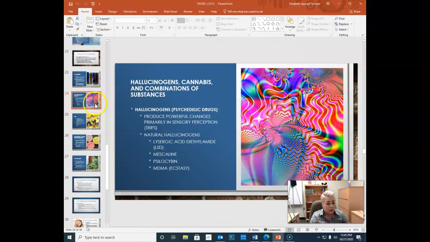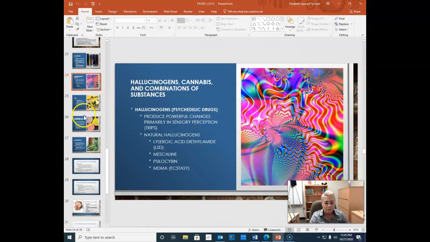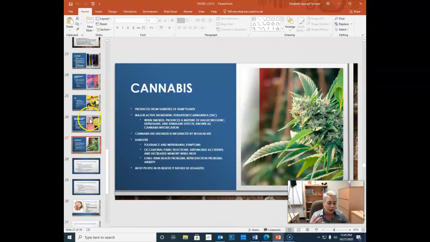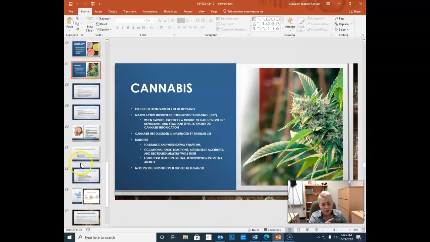But I will say hallucinogens largely do not have physiological ramifications. It's a lot of psychological. Whereas with stimulants and depressants, we see psychological and physiological processes that are interfered with. Then we go into a bit about different hallucinogens. Cannabis is really interesting because it kind of falls into all of the realms. It is a depressant, a stimulant, and a hallucinogen, so it has effects of all of those classifications. So keep that in mind as you're reading.